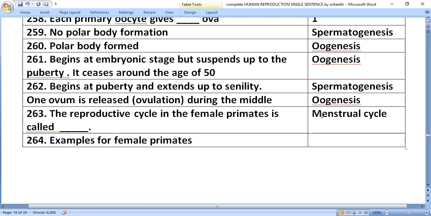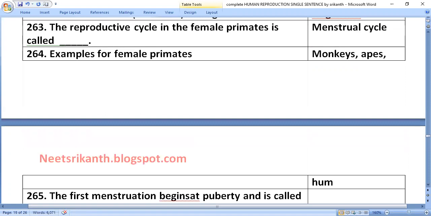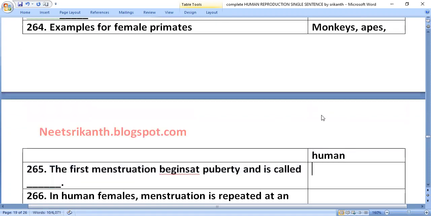The reproductive cycle in female primates is called the menstrual cycle. Female primates, like monkeys, apes, and humans, have the menstrual cycle. The first menstruation begins at puberty and is called menarche.